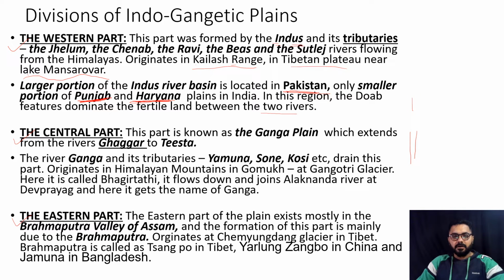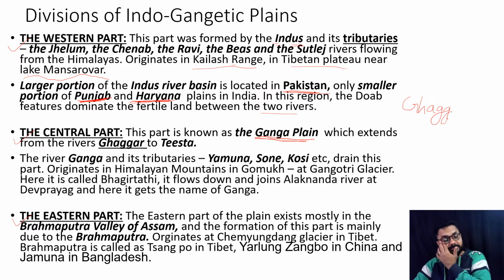Okay, so now talking about the central part, children, the central part is called the Ganga Plain. Here the central portion of the Indo-Gangetic plains is known as the Ganga Plain. So where does it start and where does it end? It starts from the Ghaggar River, a river that originates in the foothills of the Shivaliks. From there it extends to the Teesta River. Teesta River is a tributary of the Brahmaputra. So from Ghaggar to Teesta, the central part of the Indo-Gangetic Plains, that is the Ganga Plain, exists.